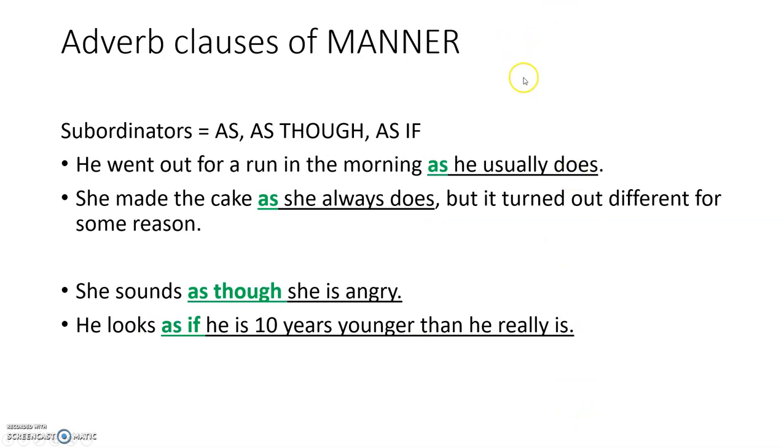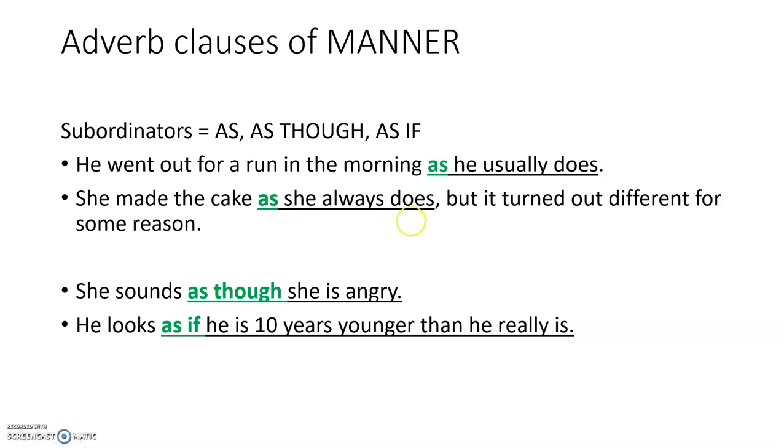Next, adverb clauses of manner. What we mean by manner is how something happens or in what way, in what manner. These subordinators are as, as though, and as if. So as is just the manner in which somebody does something. He went out for a run in the morning as he usually does. She made the cake as she always does, but it turned out different for some reason.